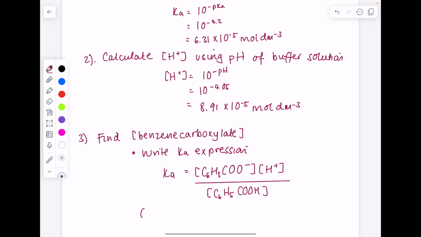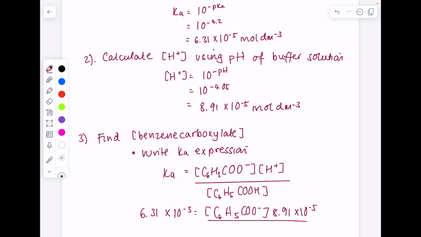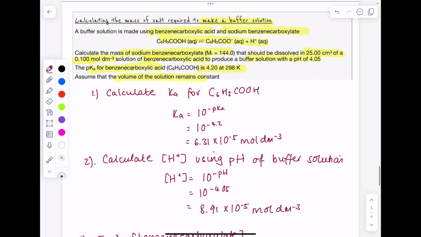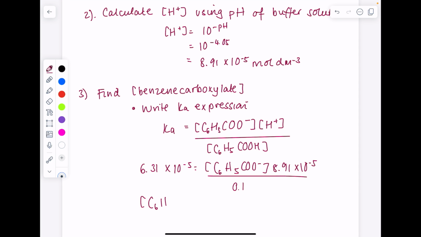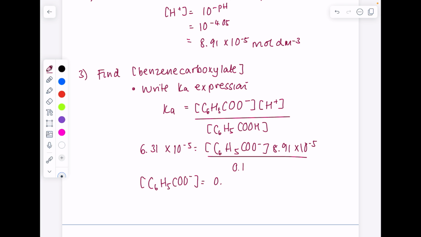So Ka we just found to be 6.31 times 10 to the minus 5. We're after our concentration of benzene carboxylate. We just found our concentration of hydrogen ions. And then finally the concentration of the acid was 0.1. Once you've rearranged, our concentration of benzene carboxylate ions is 0.071.